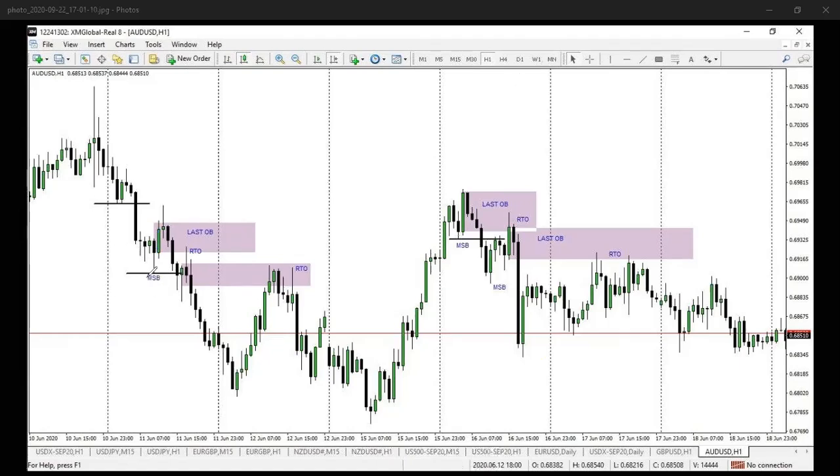Let me see. Okay, wait. Okay, I think I made a mistake here. Right. This is the last order block. This candle here, that's, okay, I'll teach you guys in the next lesson. That's a mitigation block. That's a mitigation order block, but I'll teach you in the next lesson. Okay, good. Yeah. Okay, thank you.